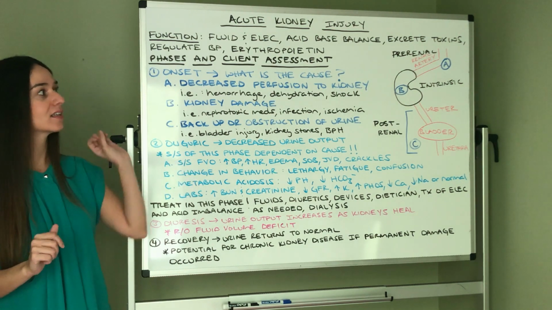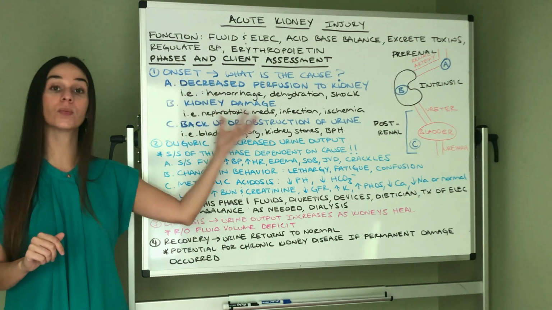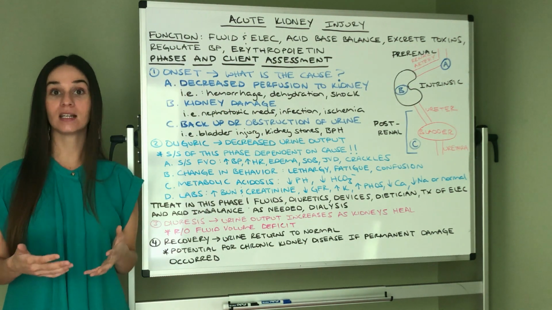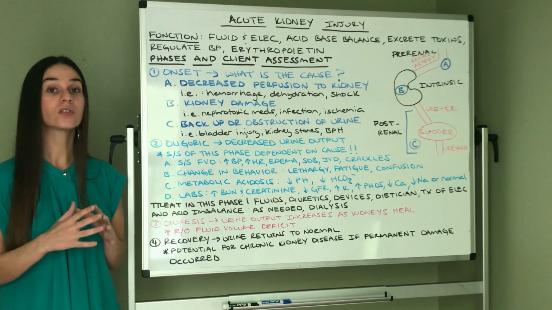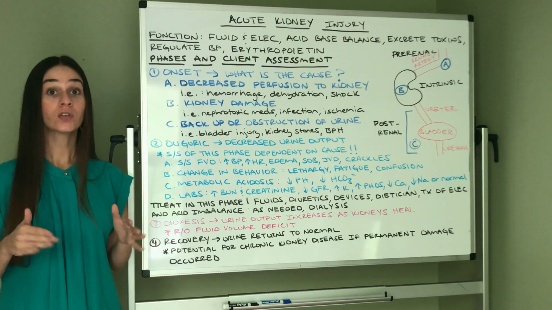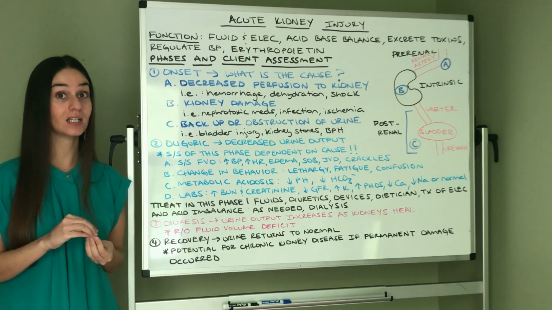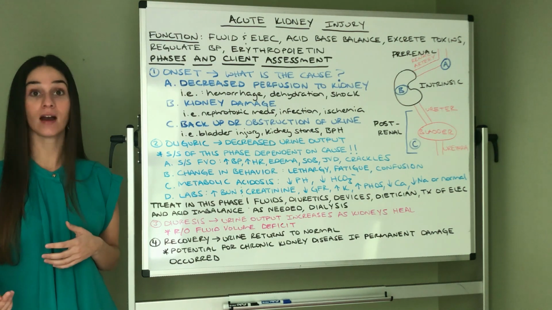Acid-base imbalances, excretion of toxins, regulation of blood pressure, and erythropoietin is stimulated from the kidneys, which helps produce red blood cells in the bone marrow. So the kidneys do so many things. So when we start to have damage to our kidneys, this can result in very serious complications and potentially death.